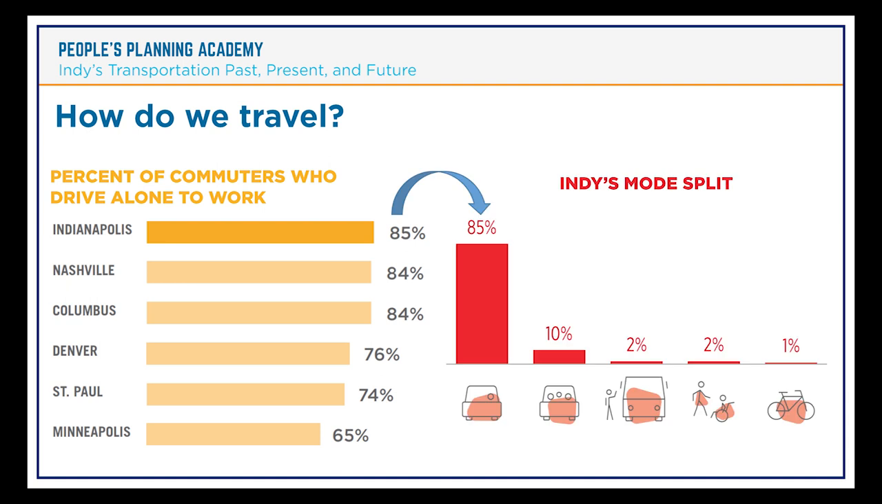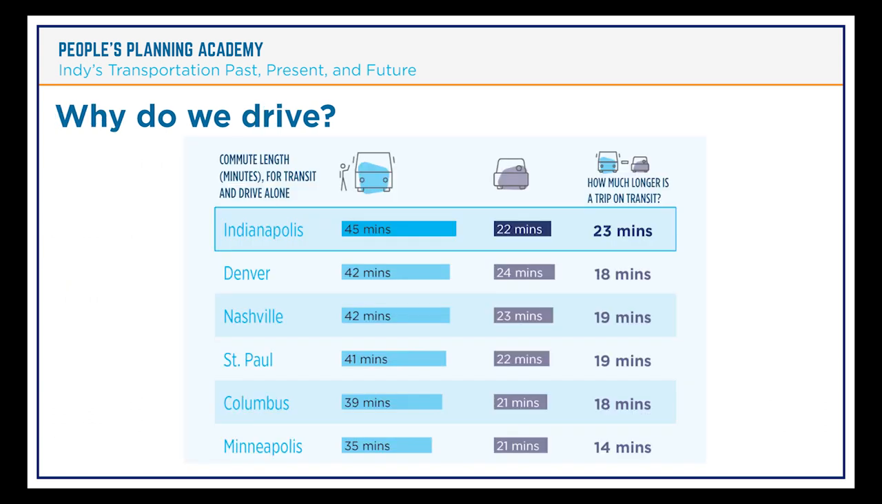And so here's our other mode split. So 2% bus, 2% walking, and 1% biking. Now, when you start to compare how well our driving service is compared to our bus service, you start to pick up some disparities. And so you can see that among all of these peer cities listed, we have the longest bus rides, the longest commute. Our car commute's about average, but when you look at the difference between the two, the disparity pops out. And so again, Minneapolis, the difference between taking a bus and driving a car is only 14 minutes.